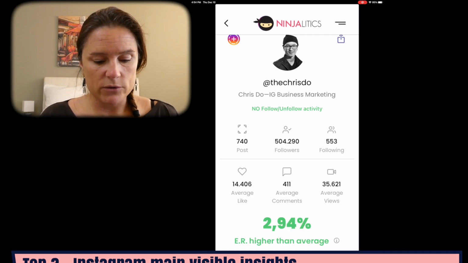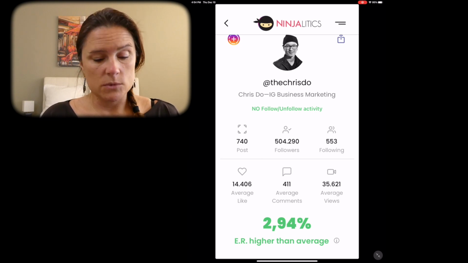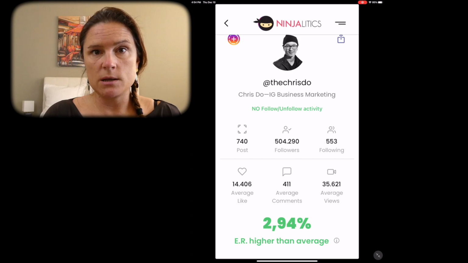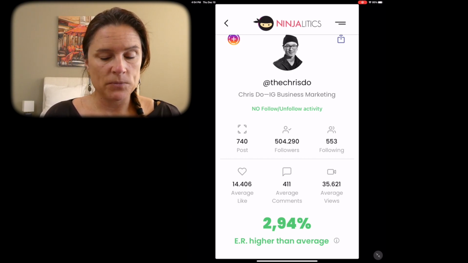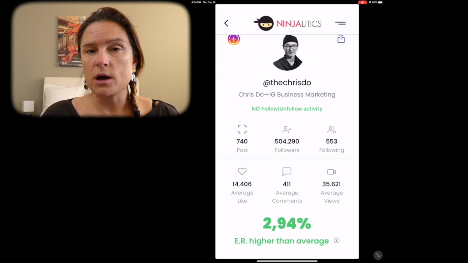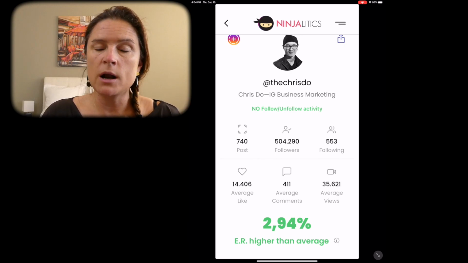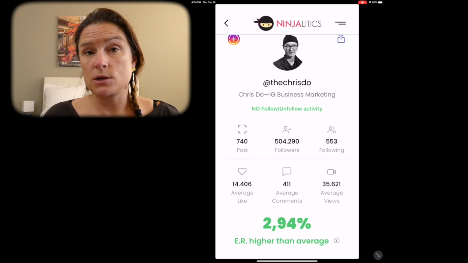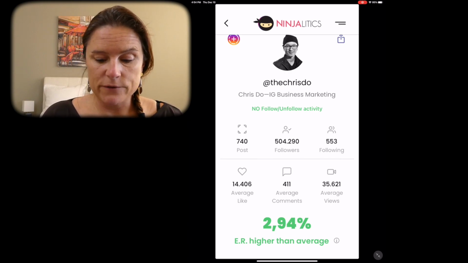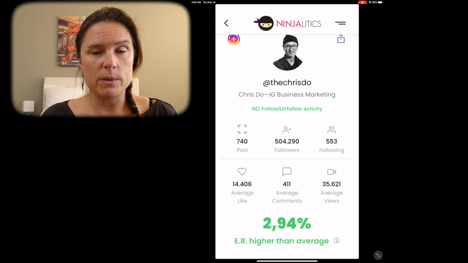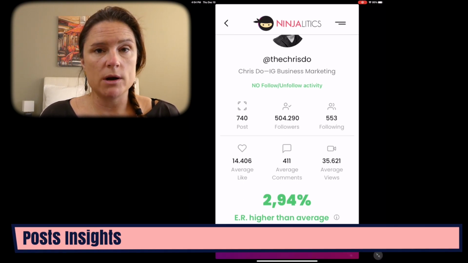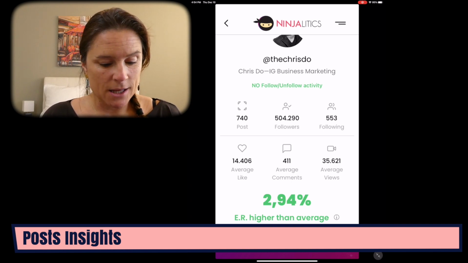The top three stats that you have at the top are the same ones that you can find on Instagram. That is the number of posts that he made so far, so 740. That doesn't count the posts that have been archived, okay? So just the posts that are visible right now on this page. 500,000 is the number of followers that he has, and 553 is the number of people he is actually following. Right below that is where it starts to be crispy and interesting.